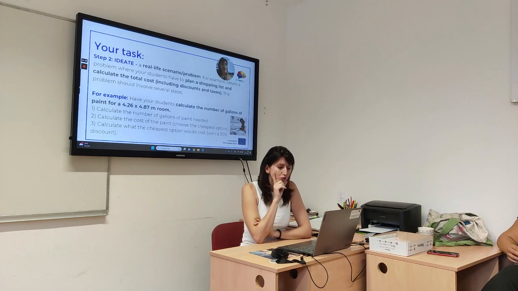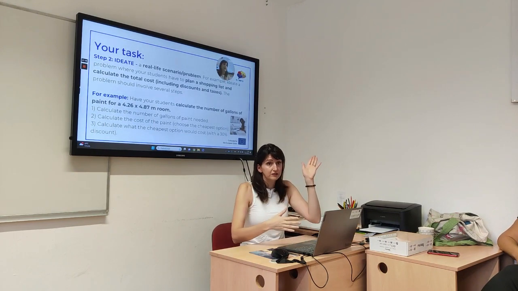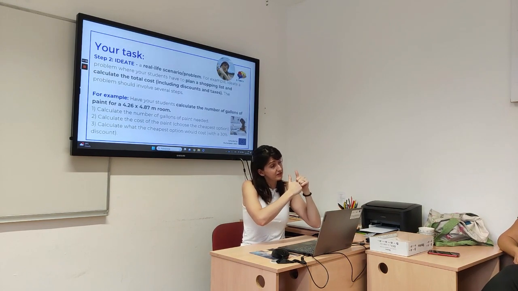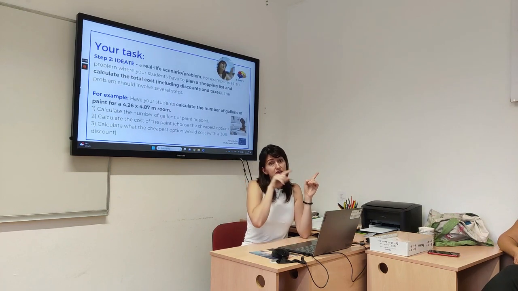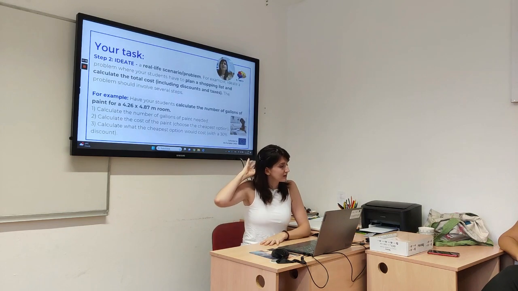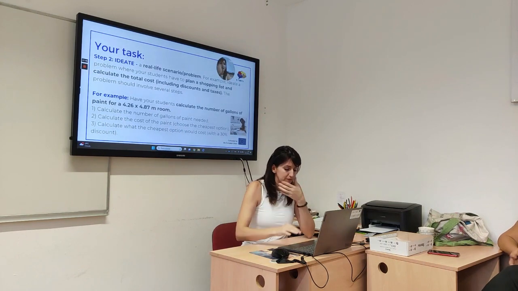This is an example. So have your students calculate the number of gallons of paint for a 4.26 per 487 room. Remember the lesson plan with the rule of 3 that you had an exercise, the art exercise that had these types of activities to calculate the area of a room that you should paint. So more or less is everything that we have already applied, but now we are putting words, we're naming it. We're able to name these type of things.